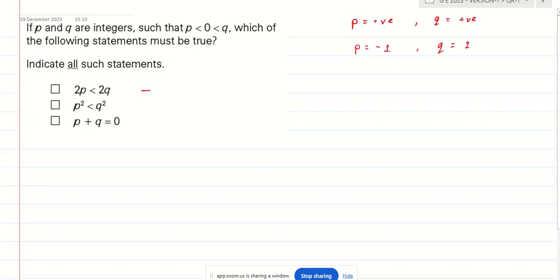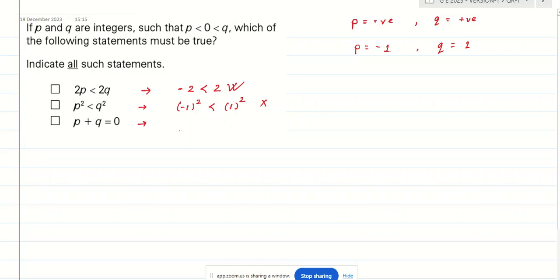Let's plug in the first one. Is it true? Plug in here. 2 into minus P, I'll get -2 lesser than 2. True or false? True. Okay. What about this one? P square, that is -1, less than Q square, which means 1. True or false? False. False, no, because both are equal.